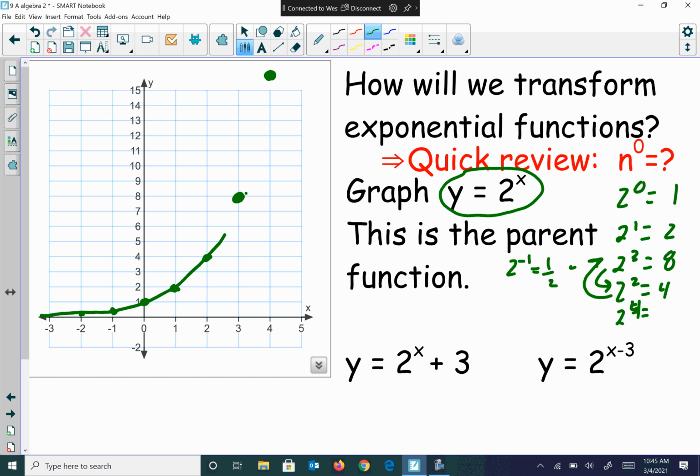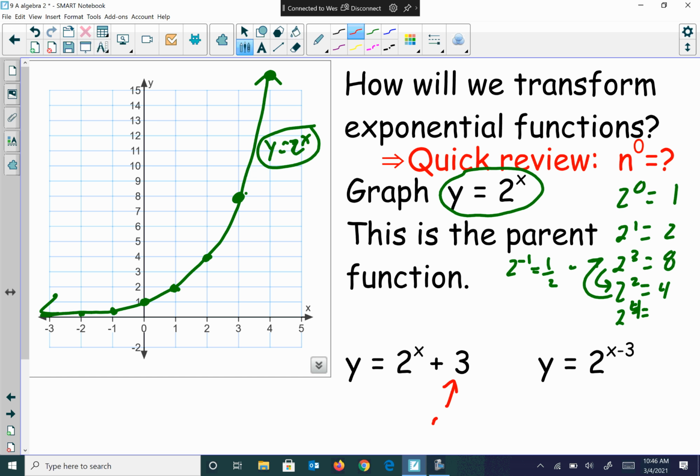So this is our basic parent function, y equals 2 to the x. If you can generate that, you can do all of the rest of the graphs without plotting numbers. Does that seem pretty straightforward? Okay, so let's look at this next graph.